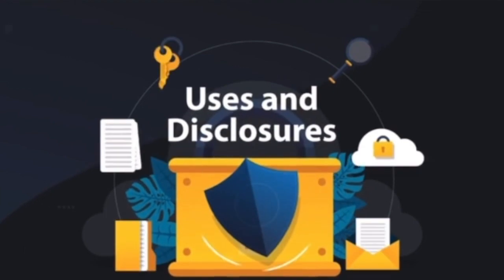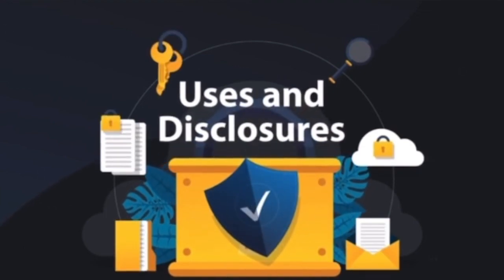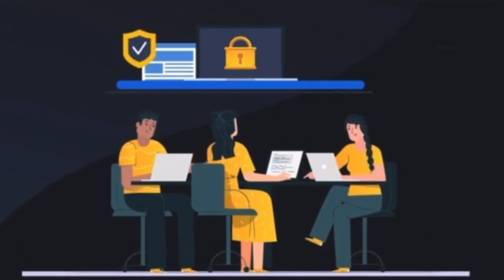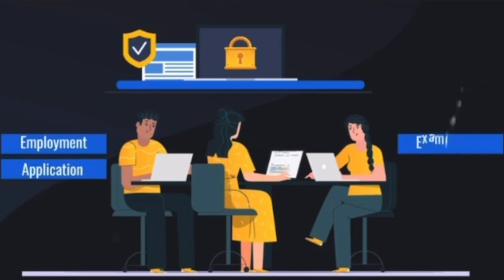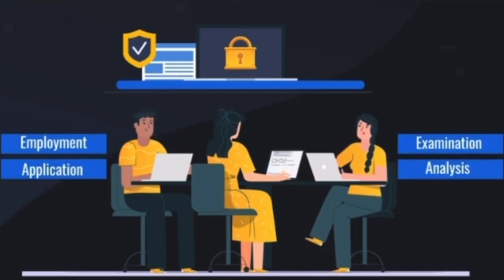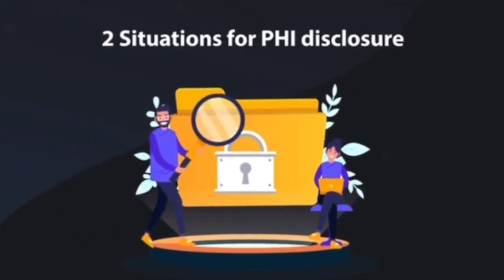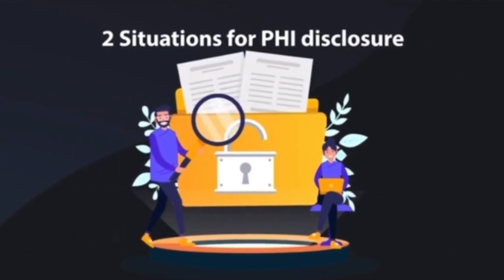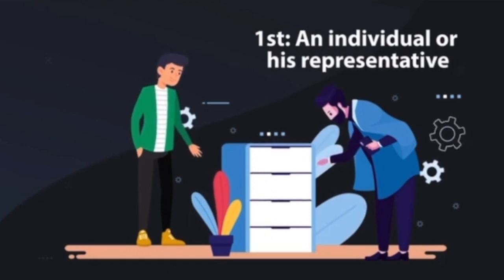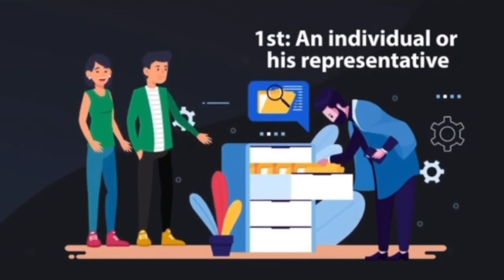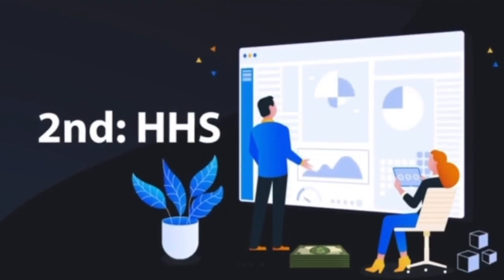Uses and disclosures are another important element of the privacy rule. Under the privacy rule, covered entities and their business associates can only use protected health information for employment, application, examination, or analysis within their organization. There are only two situations where an organization is required to disclose PHI. First, to an individual or their personal representatives when they request access to their PHI. And second, to HHS for purposes of compliance investigation or review.